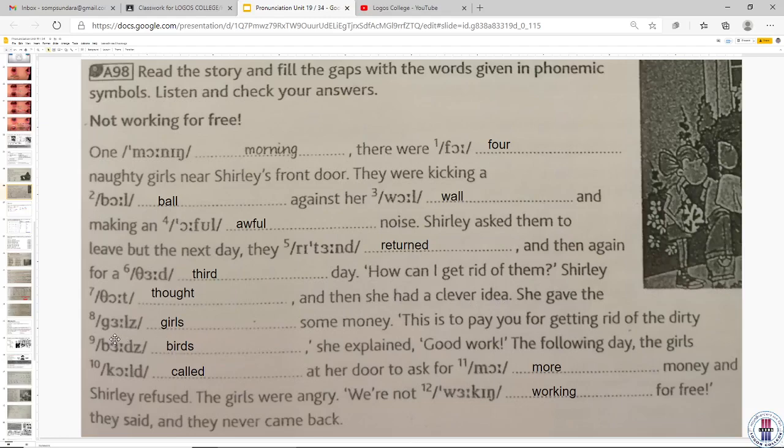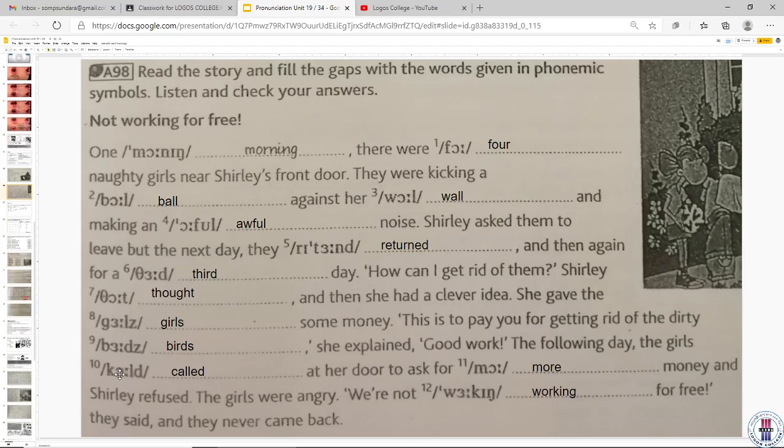She gave the girls some money. This is to pay you for getting rid of the dirty birds, she explained. Good work. Right? So birds here, this is in British, all right? So the British, they say it like this, buds, buds. All right, but the word is birds. Good morning. Good work.